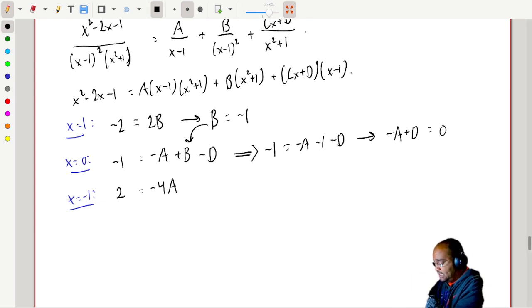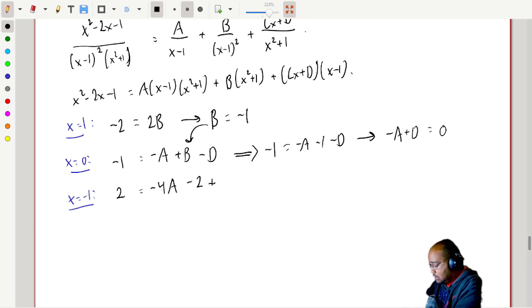Okay, so there's my a term. My b term: -1 squared is 1, plus 1 is 2. And then 2 times b, well, b is -1, so go ahead and replace that there. Okay. Now we have this here.